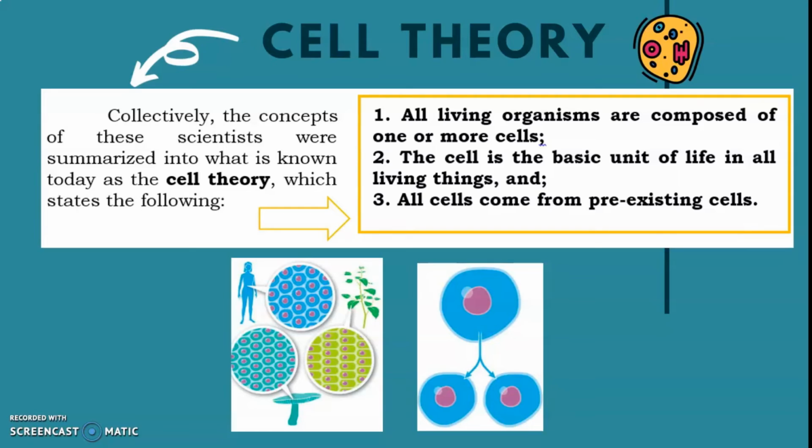The cell theory is a unifying principle of biology. Collectively, the concepts of these scientists were summarized into what is known today as the cell theory, which states the following. All living organisms are composed of one or more cells. The cell is the basic unit of life in all living things. All cells come from pre-existing cells.